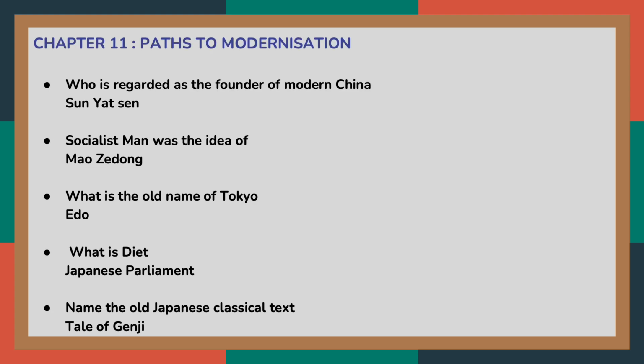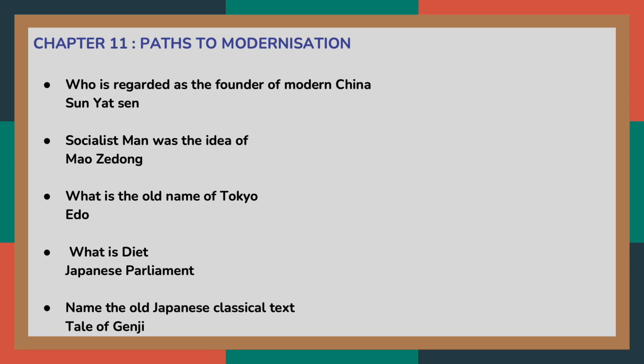It's the 11th chapter, the last chapter. So let's wind up with this chapter. Chapter 11, Paths to Modernization. Who is regarded as the founder of modern China? Sun Yat-sen. Socialist man was the idea of which person? That is Mao Zedong. What is the old name for Tokyo? Edo. What is Diet? It's the Japanese parliament.